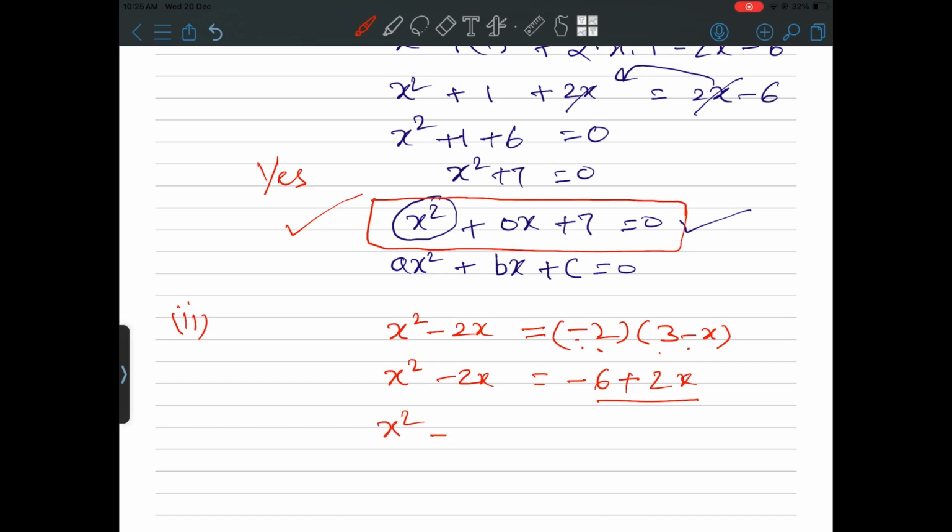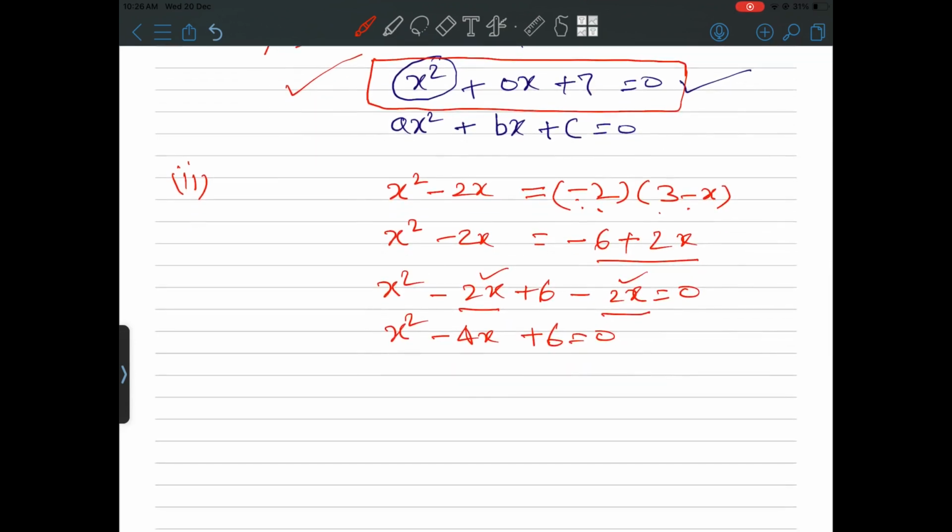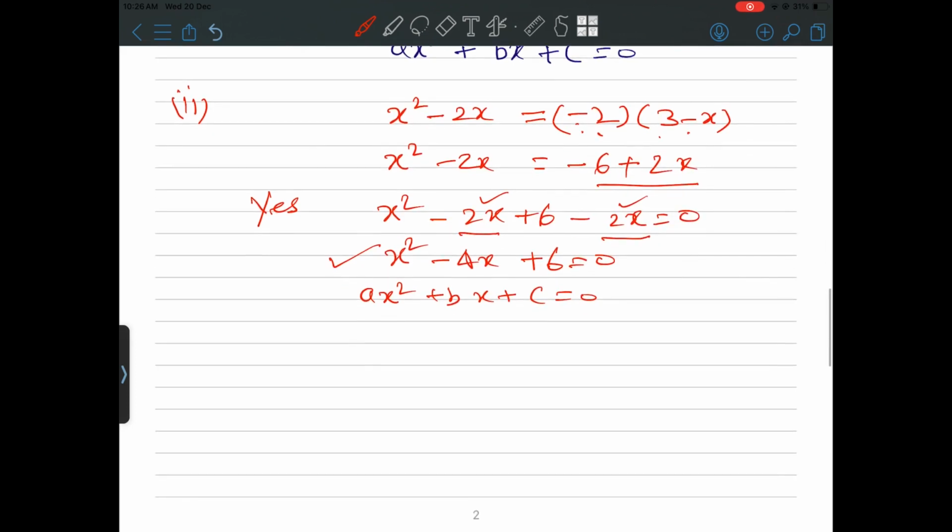So it becomes x square minus 2x. Now it is minus 6; it goes left, so it becomes plus 6. It becomes minus 2x is equal to 0. Now you can combine the x terms together. So this becomes x square minus 2x minus 2x becomes minus 4x plus 6 is equal to 0. Here also we can see that the resulting equation is in the form of ax square plus bx plus c is equal to 0. So this equation is also a quadratic equation. So answer should be yes. This is a quadratic equation.